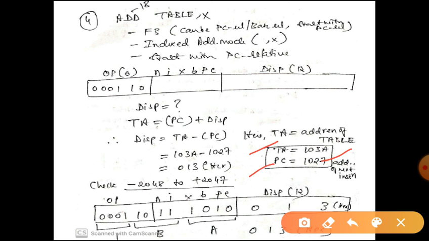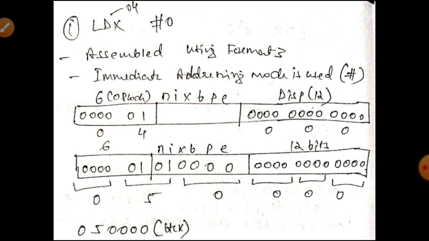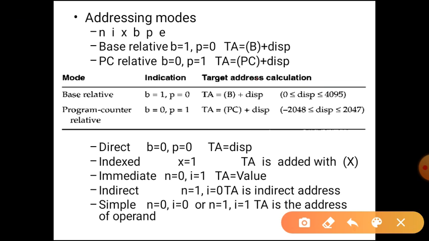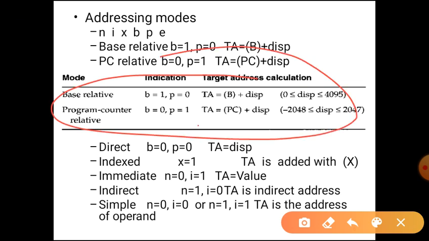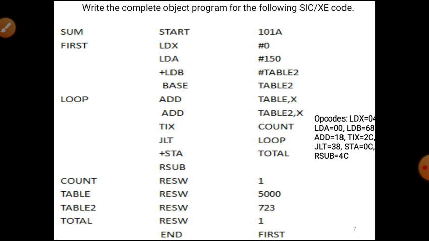TA, PC, you make use of this. Do the calculation in hexadecimal. You will get 013, and after the calculation, you check whether this displacement is within the range specified for PC relative. This table you have to remember. If it is PC relative, the target address is calculated as PC plus displacement, and you have to make sure that displacement is within this range, minus 2048 to 2047. That's why we use this table. You have to remember that table. Okay, now we'll move to that.